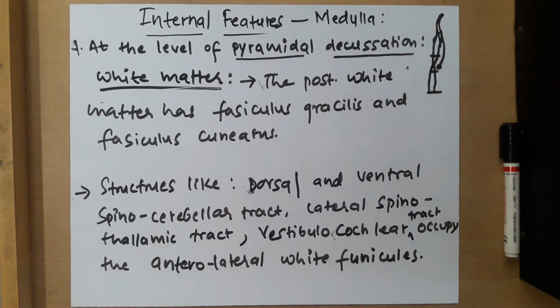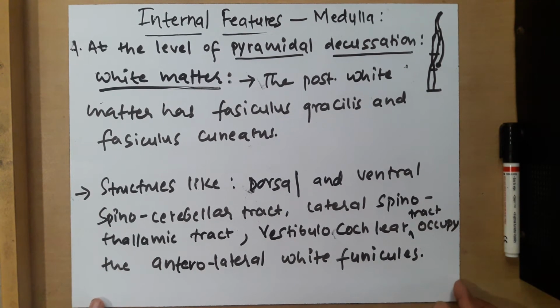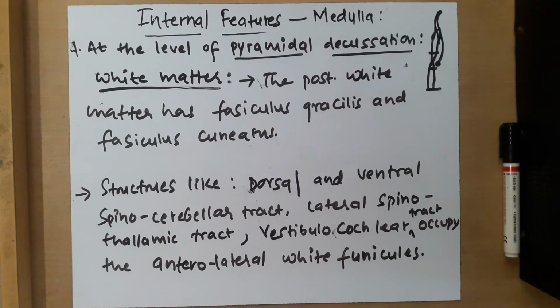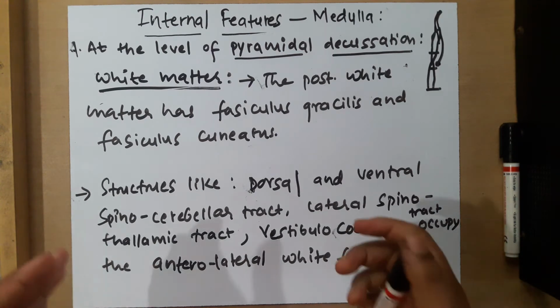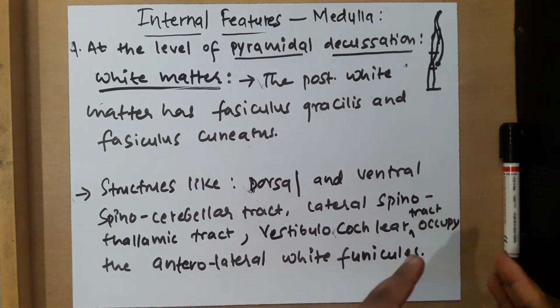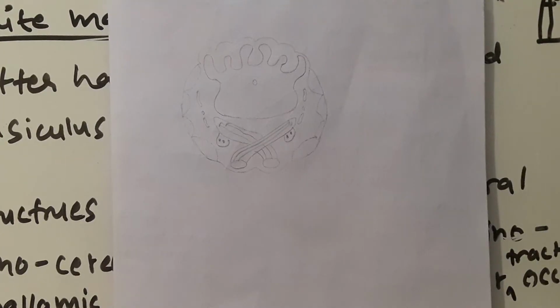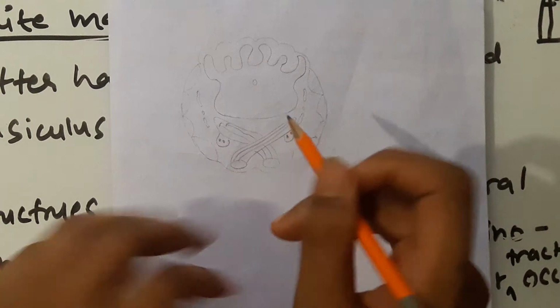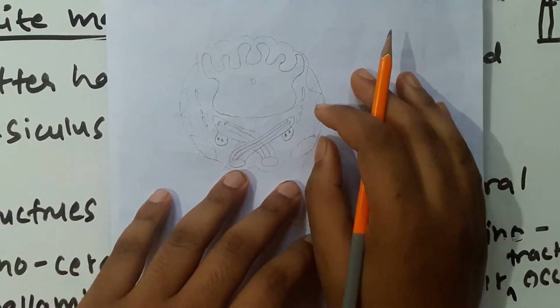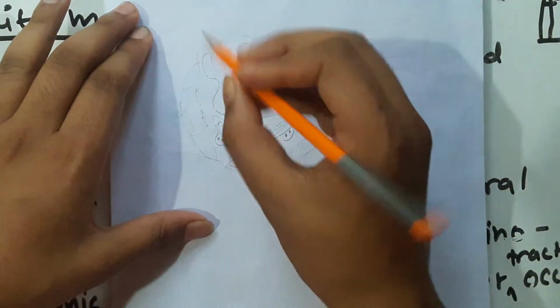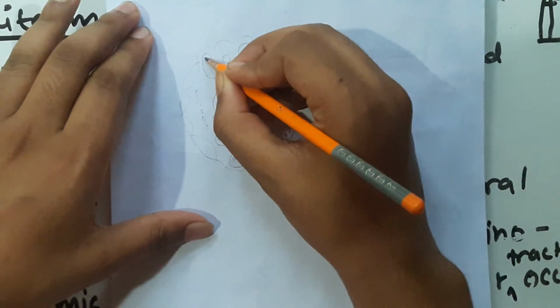So this was all about the internal features at the level of pyramidal decussation. We discussed the gray matter and the white matter individually. Now we shall draw a figure to represent all these features, so that you can visualize it clearly. So now let's come to the diagram. I have drawn it lightly already so that we can save some time. So let's draw it.